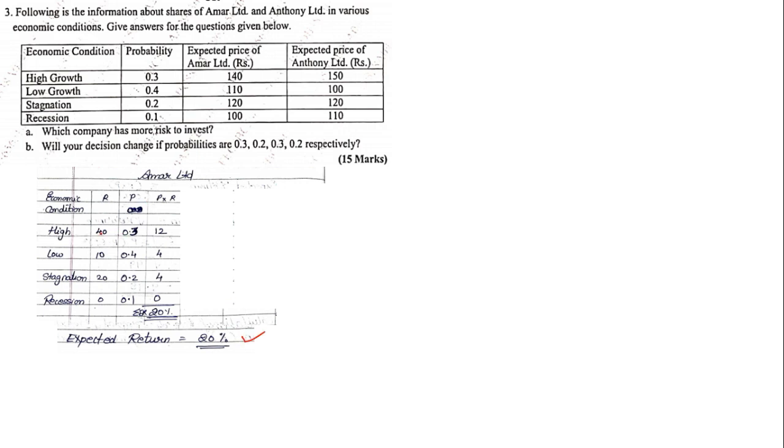Next column will be R minus expected return: 40 minus 20, 10 minus 20, 20 minus 20 and 0 minus 20, so we get 20, negative 10, 0 and negative 20.